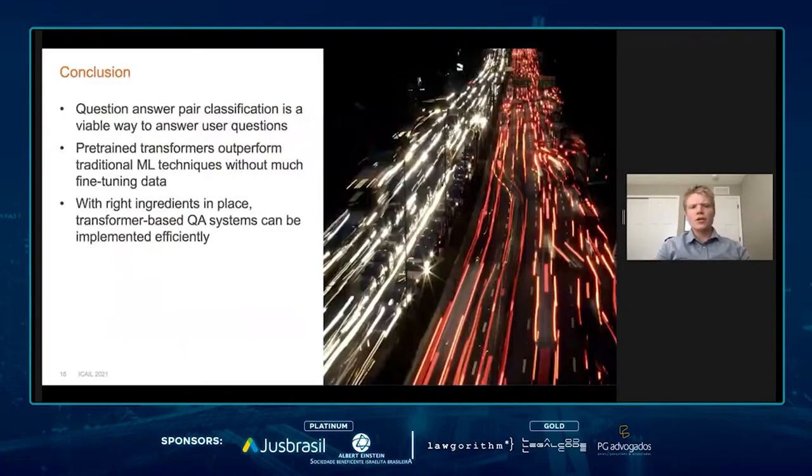So to conclude, question answer pair classification is a viable way to answer user queries. Pre-trained transformers oftentimes can outperform traditional ML techniques, and we don't really need that much fine-tuning data, and it need not be excessively clean. And then finally, with the right ingredients in place, you can implement a transformer-based QA system to satisfy your users' natural language queries instead of relying on some sort of lexical matching in search.